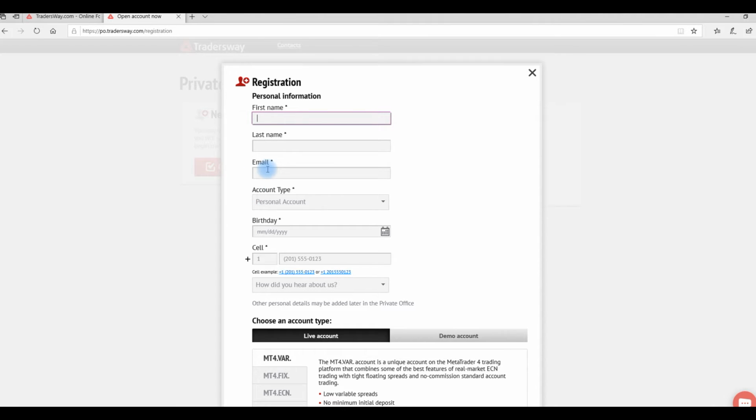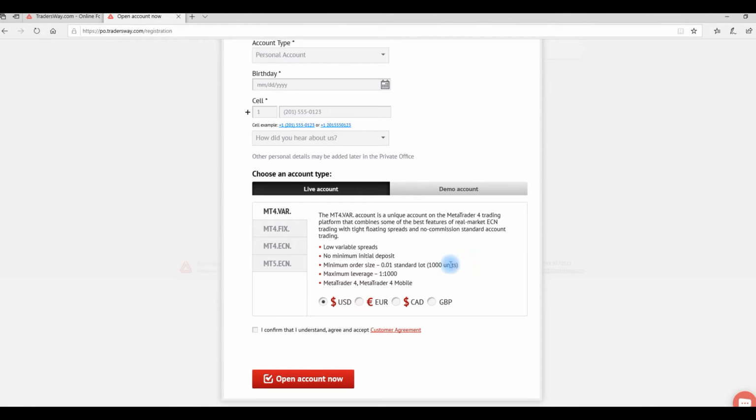So let's just put in a name, and let's put in an email address. All right, now your account type, personal, date of birth, your phone number, choose an account type. Now for this part, you can choose a live account or a demo account. Once your account is created, you will be able to log into your account and open up either or. So let's just say for this example, we chose demo account.